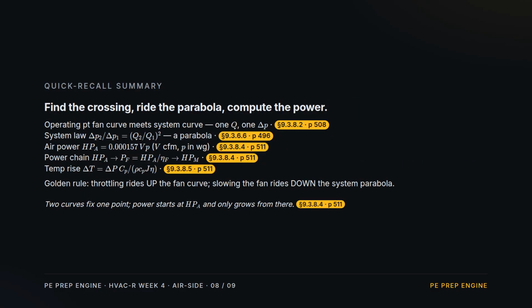Quick recall. The operating point is where the fan curve meets the system curve. 1 flow, 1 pressure. The system law makes pressure track flow squared, a parabola. Air power is the constant times flow times pressure in CFM and inches water gauge. From air power, divide by fan efficiency for shaft power, then account for drive and motor losses. And the golden rule, throttling a damper rides up the fan curve, slowing the fan rides down the system parabola.